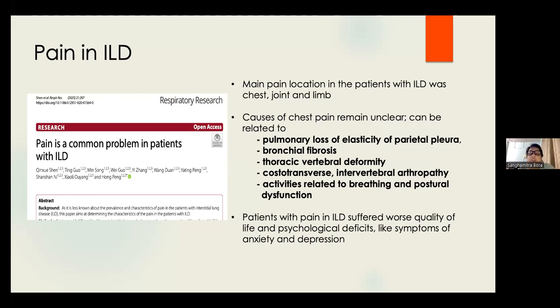So patients with pain in ILD have suffered worse quality of life according to this particular paper. And other psychological deficits would be a combination, where symptoms of anxiety and depression always go hand in hand with the kind of pain the patient who suffers from ILD has.